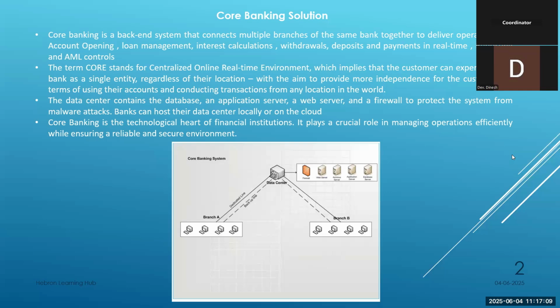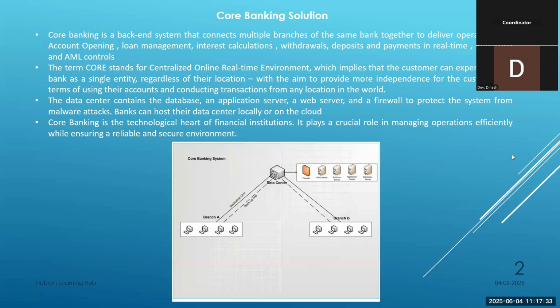So it is centralized, online. The whole system is completely online, 24/7. It should be running and working 24/7. Right? So it is online, real time. Real time means as and when a transaction happens in a branch, the central server will get updated in real time. Immediately, the central server will also get updated.